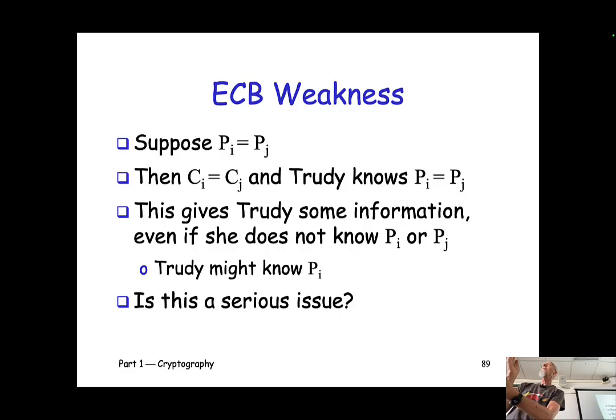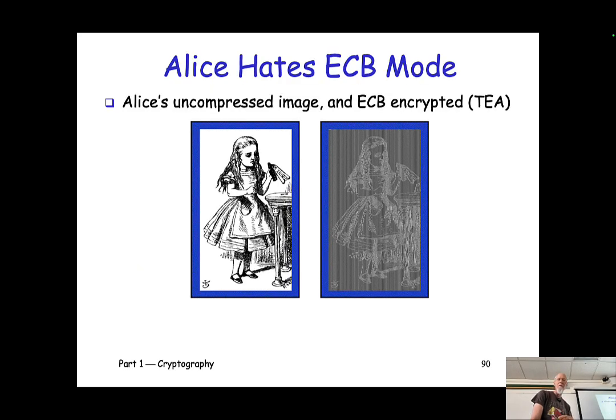The fact that the same plain text always encrypts to the same ciphertext, that's the weakness here. That's the problem with ECB mode. Just because of that fact, if I encrypt this image, on the left I have an image of Alice, and I encrypted this using ECB mode, with the T cipher here, just to pick a cipher. And when I encrypt it, it looks like that.